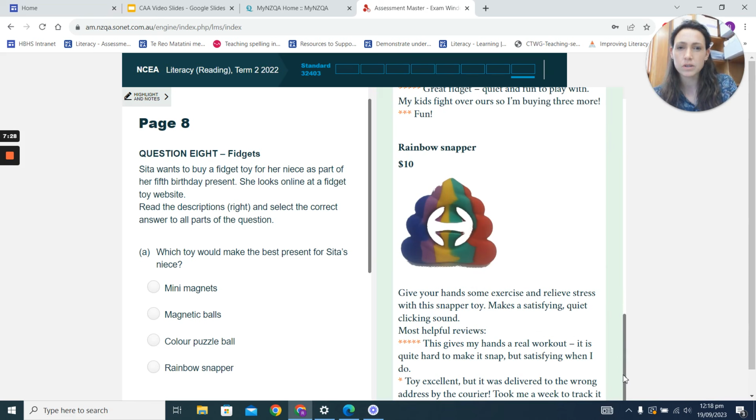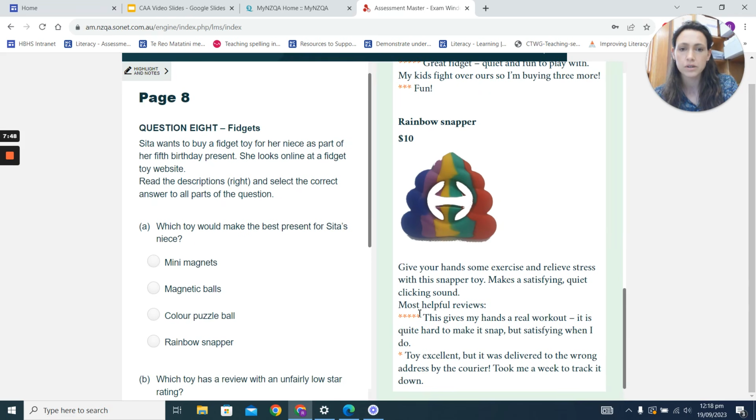And then finally, Rainbow Snapper, same price, $10. Give your hands some exercise and relieve stress with this snapper toy. Okay, so this is a bit different. The one before was a kid's toy, whereas this one is for exercise and stress relief. Makes a satisfying, quiet clicking sound. So this one's quiet, whereas the second ones were loud.